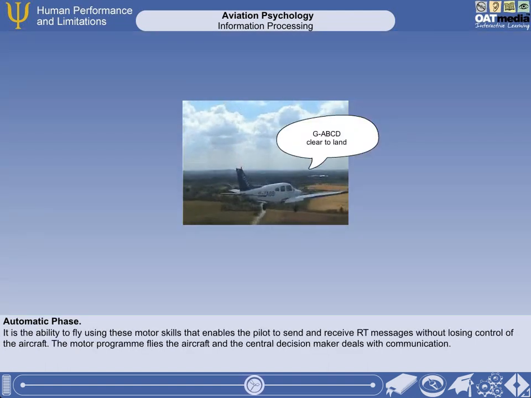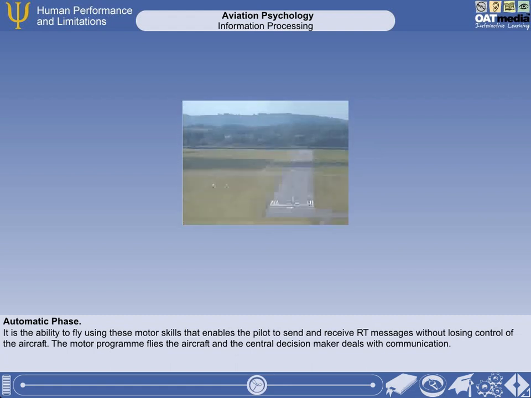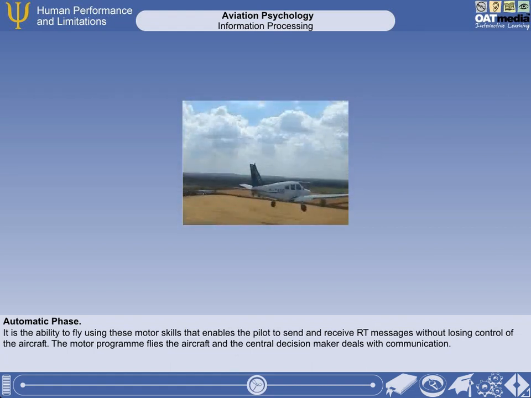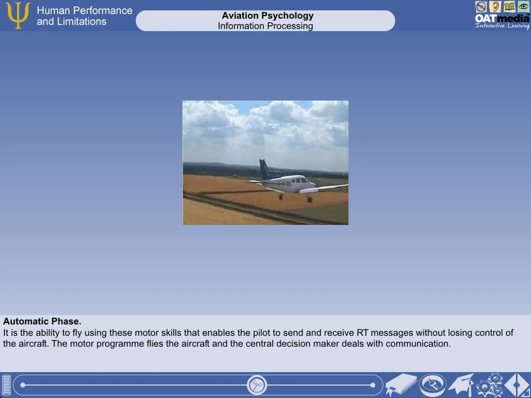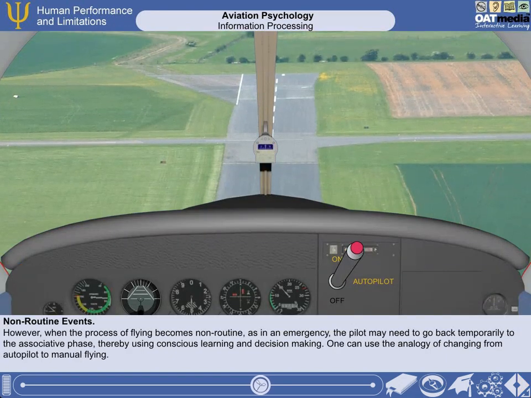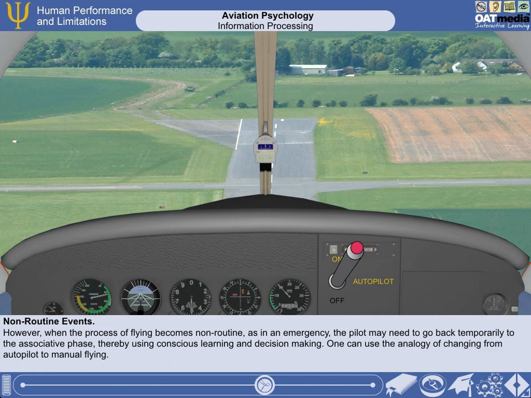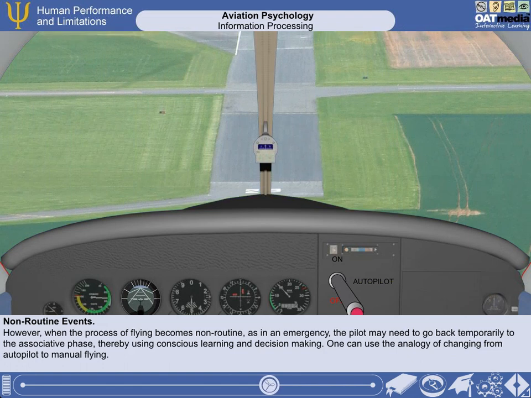It is the ability to fly using these motor skills that enables the pilot to send and receive RT messages without losing control of the aircraft. The motor program flies the aircraft, and the central decision maker deals with the communication. However, when the process of flying becomes non-routine, as in an emergency, the pilot may need to go back temporarily to the associative phase, thereby using conscious learning and decision-making. One can use the analogy of changing from autopilot to manual flying.